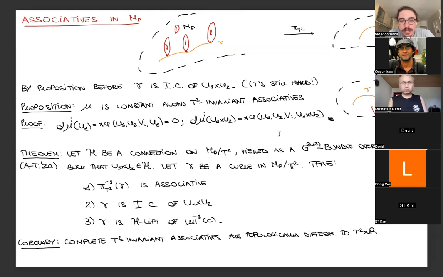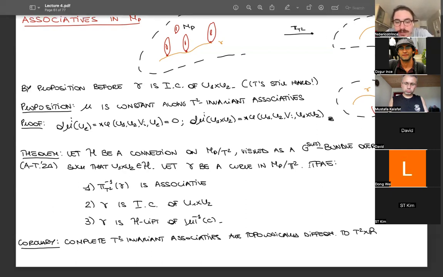And by the corollary of the last slide, we can show that complete T2 invariant associatives are topologically diffeomorphic to T2 times R. The reason is that we are in the level set of some C, and this C cannot be equal to 0 because we are in the principal part, so we are going to stay away from the singular part at all times.